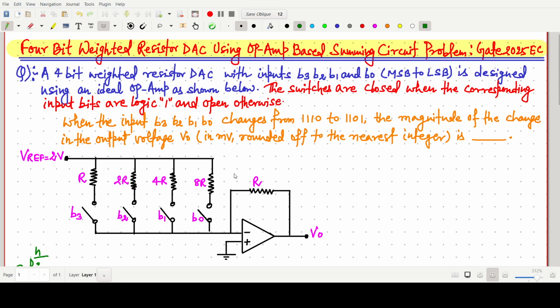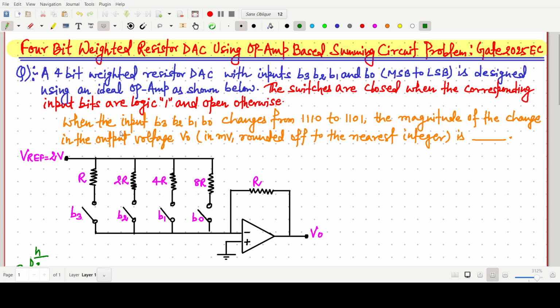Basically, the circuit acts as a summing amplifier, and the switches are closed when the corresponding input bits are logic 1. When the input bits are logic 1, the switch is automatically closed, and open otherwise. For example, when B3 is 1, then it is connected.